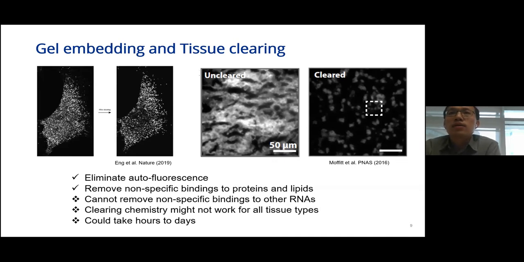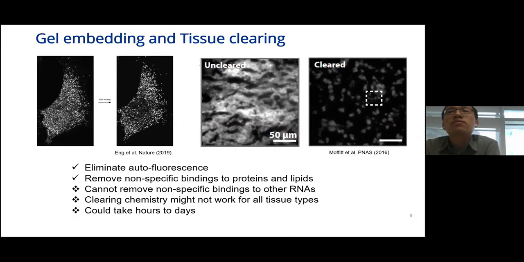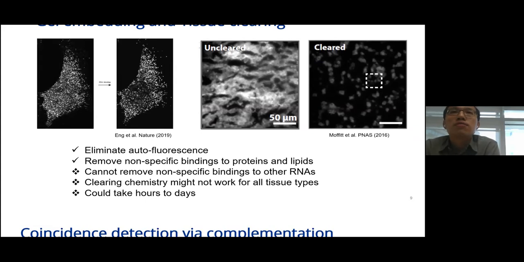But this technique also has some shortcomings: it cannot remove non-specific bindings to other RNA, and the clearing chemistry might not work for all the tissue types that people are interested in, and it also takes some time to clear the tissue. So we are wondering if there is a simpler alternative.